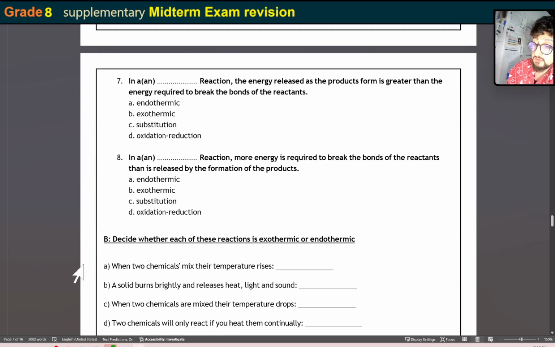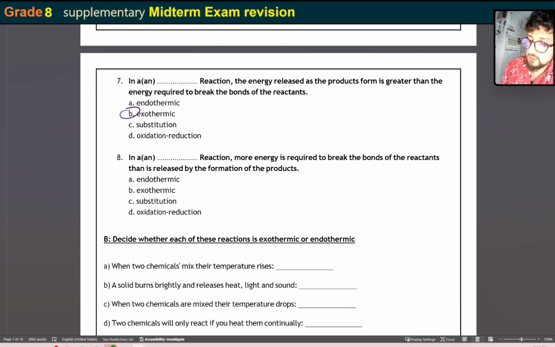In a what reaction the energy released as the products form is greater than the energy required to break the bonds of the reactants? Okay, that is quite a mouthful. But what it means is that the energy released is more than the energy being put in. So that is an exothermic reaction. In fact, that's the almost exact definition, like with ΔH less than 0. So that's an exothermic reaction, such as burning, for example.